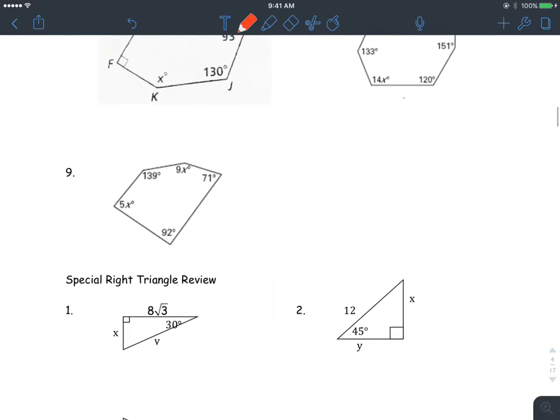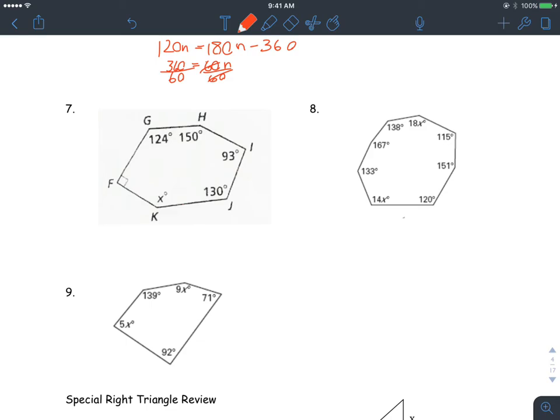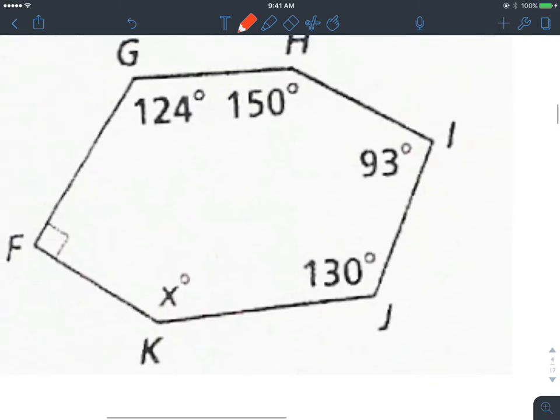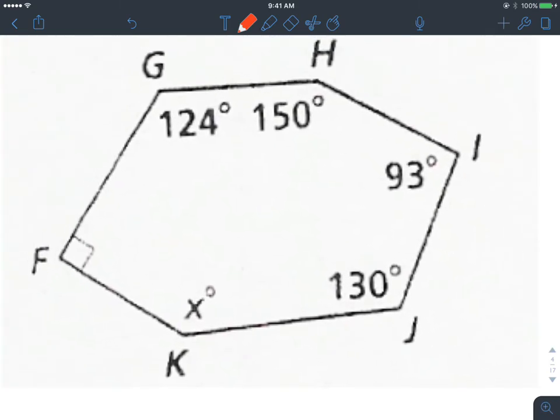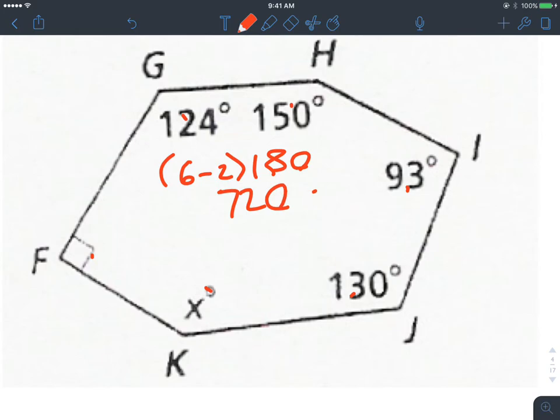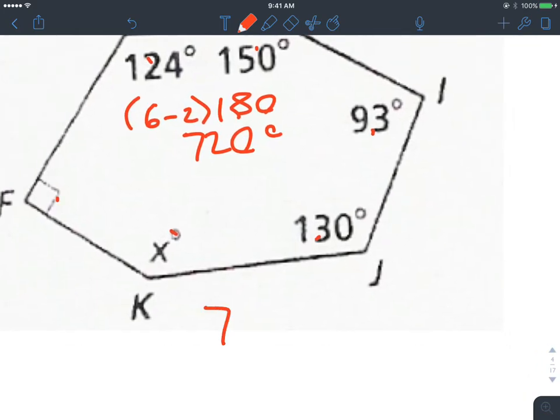Okay, you've got a couple of extra algebra examples right here. So, just figure out how many angles you have. The number of angles will correspond to the number of sides. So 1, 2, 3, 4, 5, 6. So we need to do 6 minus 2 times 180, or 4 times 180, which I think is 720 degrees there. So we'll say 720.